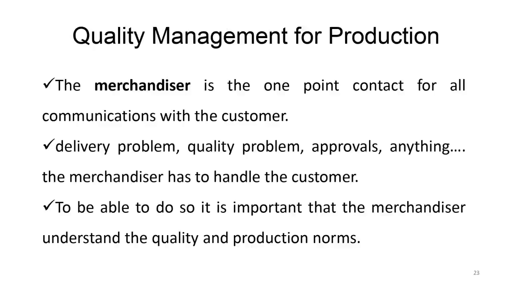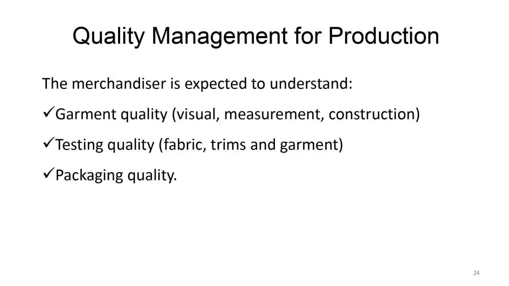We go to the next slide, which is 24. The merchandiser is expected to understand. In fact, most of you would be joining marketing and retailing. But those who would be working with brands or with apparel manufacturers, if you're a merchandiser, you'll be expected to understand the garment quality, which is what we have been talking about: visually, you gauge the quality of the garment; in terms of measurement, we gauge the quality of the garment; and also in terms of the construction, the seams and stitches. That is one thing that you should be aware of. Second is the testing quality, testing of fabrics, of trims and garments. And third is the packaging quality. These are two, three broad things, but otherwise, generally speaking, you should know about apparel 360 degrees. In all senses, you should be aware of the various aspects of garment quality.